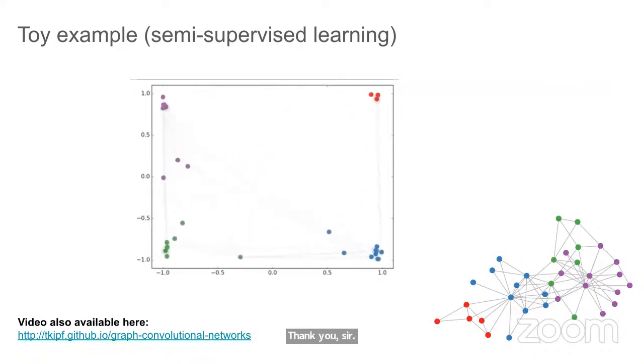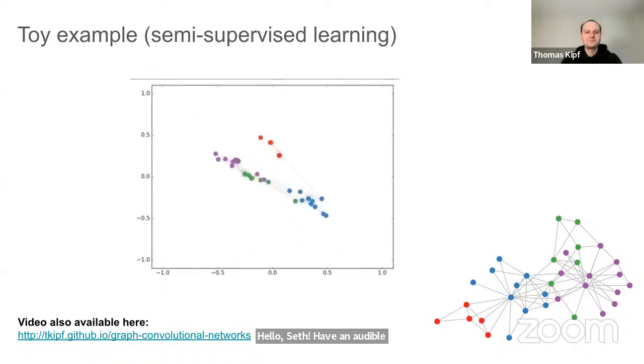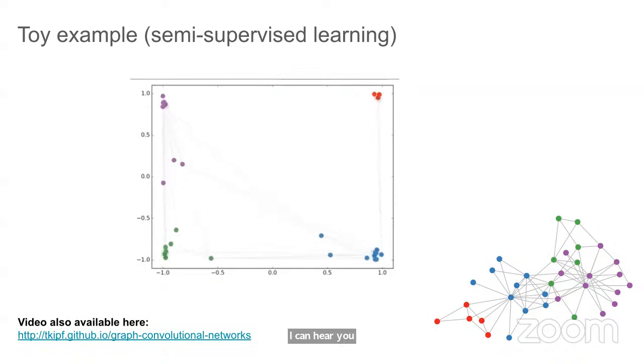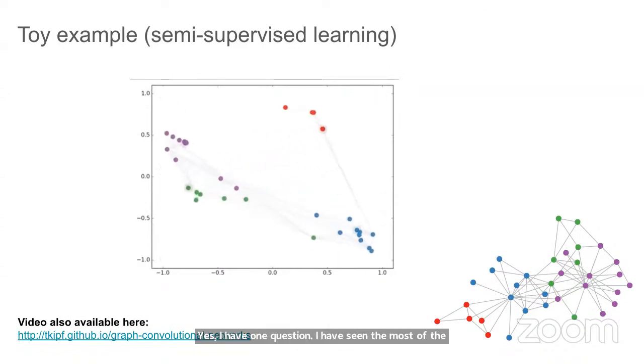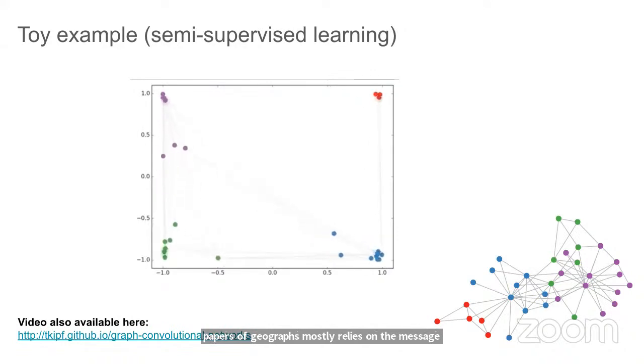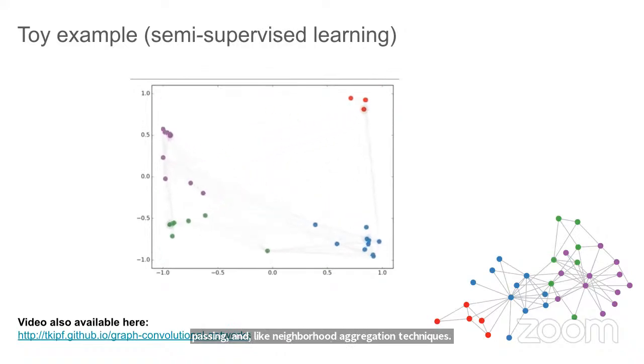Sure. Hello, sir. Am I audible? I can hear you. Yes, I have one question. I have seen that most of the papers on graphs mostly rely on message passing and neighborhood aggregation techniques. Is there any future scope beyond message passing? Is there anything there?